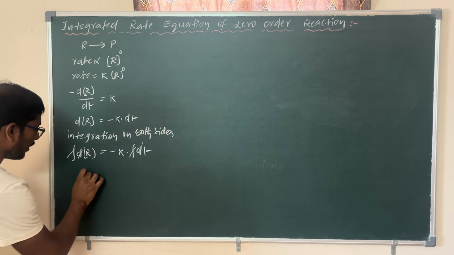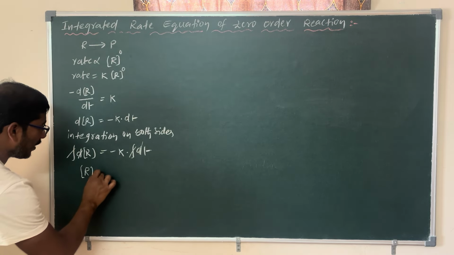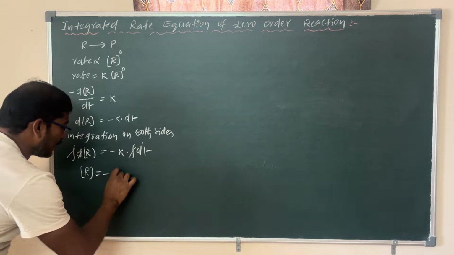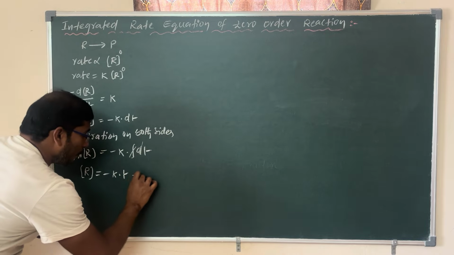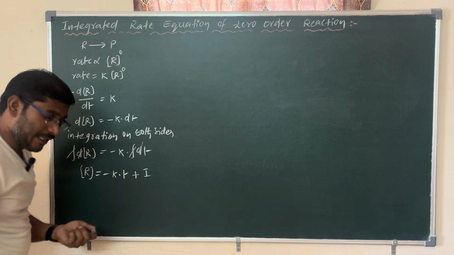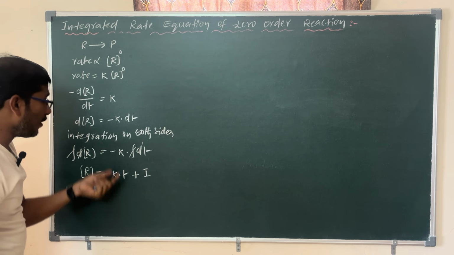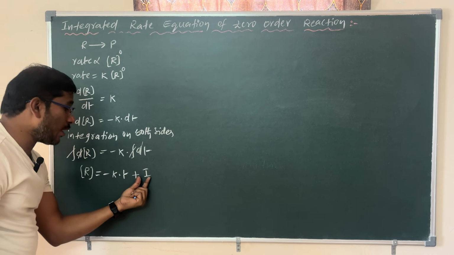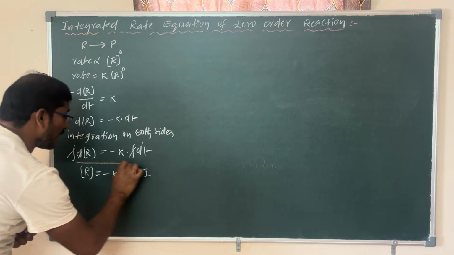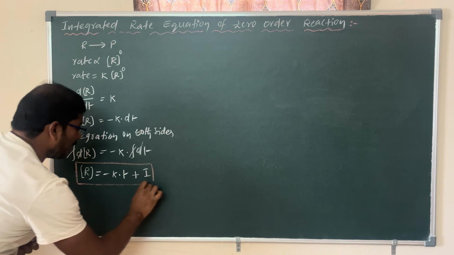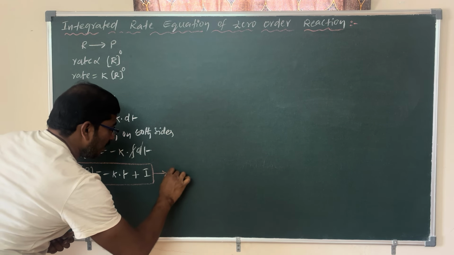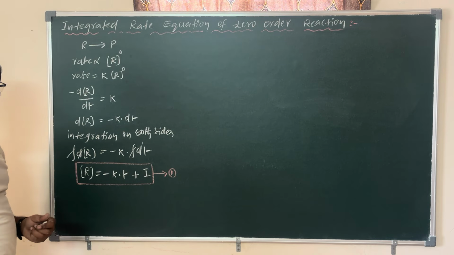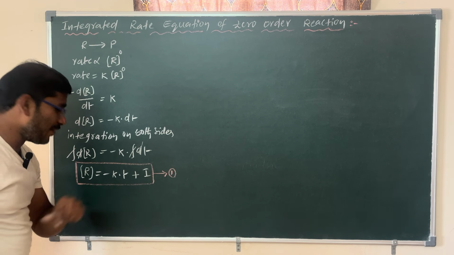What is the remaining part here? Concentration of reactants is equal to minus K into T plus I. Keep in mind, when we do integration, we should take one constant, plus I. I is equal to what, students? The integration constant, and I am going to take this as equation 1.